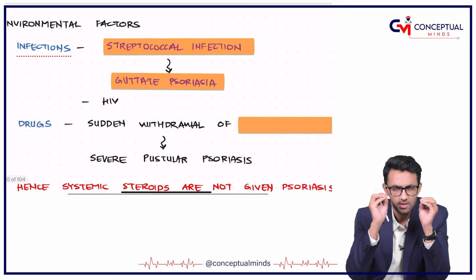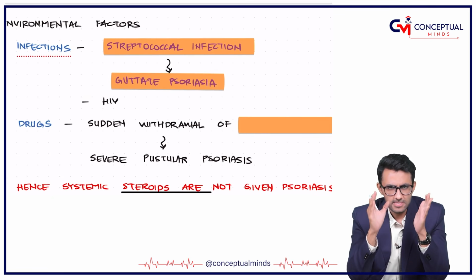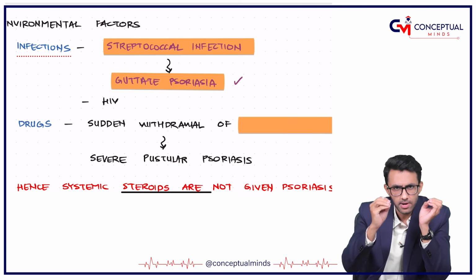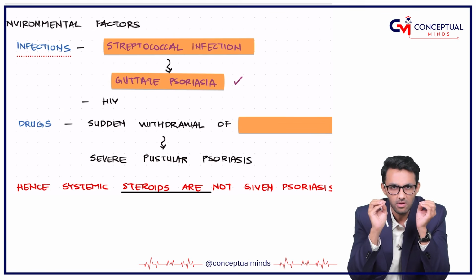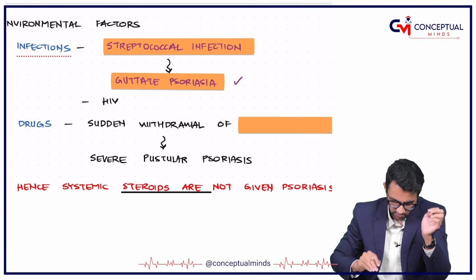Okay, so revising this one point: if we have a history of streptococcal infection, this gives us a predisposition to having guttate psoriasis. What is guttate psoriasis? We will learn in a while. For now, this becomes a predisposition, right? This is an environmental factor because of which we are having psoriasis. So the first point is done.